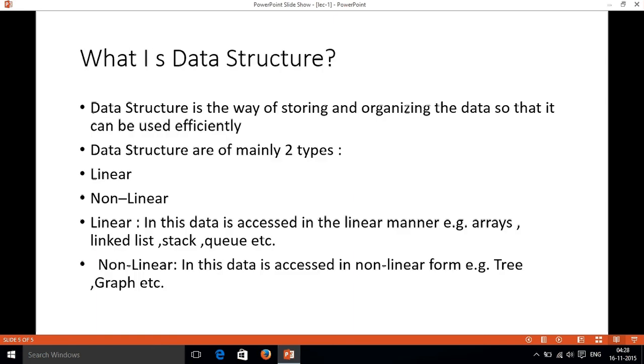Now, after understanding the data types, what is data structure? Data structure is a way of storing and organizing data so that it can be used efficiently in the form of information. Data structures are of two types. One is linear and the another is non-linear.